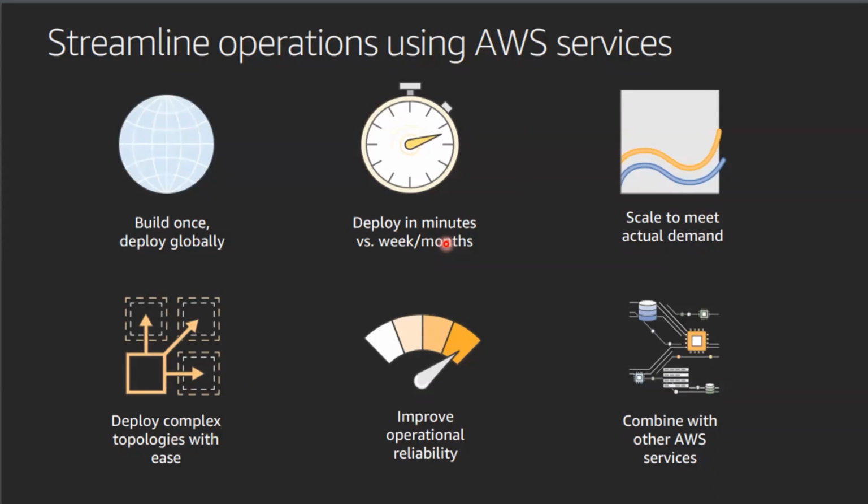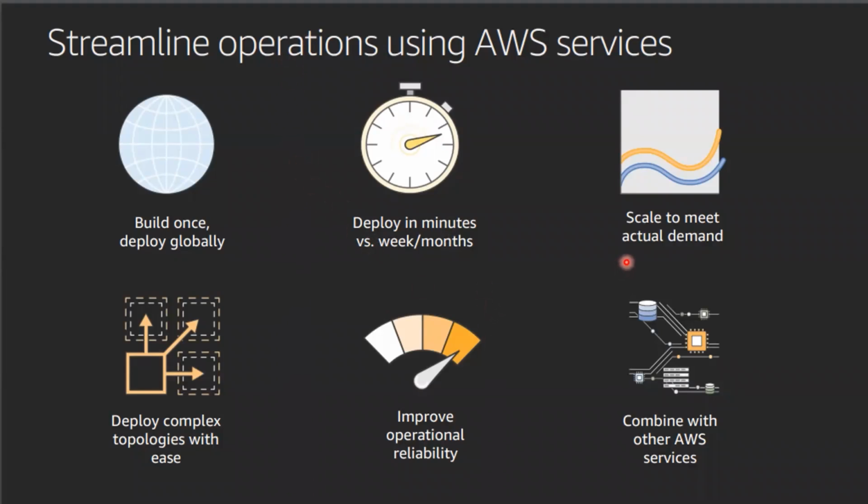Scalability is not a challenge when you run your SAP workload on AWS. So you can scale up to meet your actual demand. And when you see, okay, the peak has gone down and you no longer get the traffic that you expected, so you can always scale down also. So scalability, again, it's very easy when you use AWS services. You can deploy complex topologies with ease. So if you have a complex SAP architecture and it requires a lot of interfaces and connectivity, not a challenge. You can deploy complex topologies in minutes.